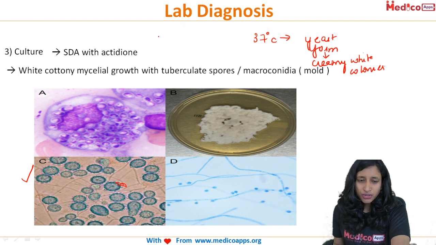So to sum it up, at 25 degrees you see tuberculate forms or your finger-like projections, which are nothing but your macroconidia, and also smooth-walled microconidia. So this is your mycelial growth. Now at 37 degrees it gets converted to yeast form, and you see creamy white colonies.